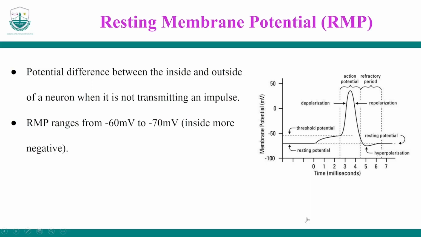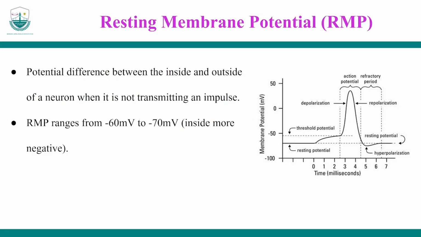And for you to understand how action potentials are generated, you need to first know what happens if a neuron is not transmitting electrical impulses. When the neuron is not transmitting impulses, it has what we call the resting membrane potential. So it is very important to understand the resting membrane potential because it is the changes relating to the membrane potential that will result in an action potential.